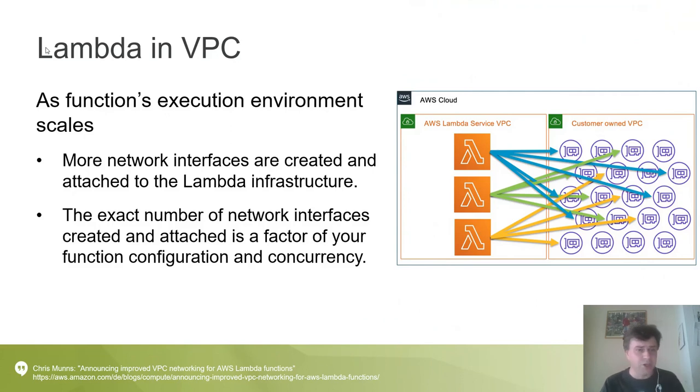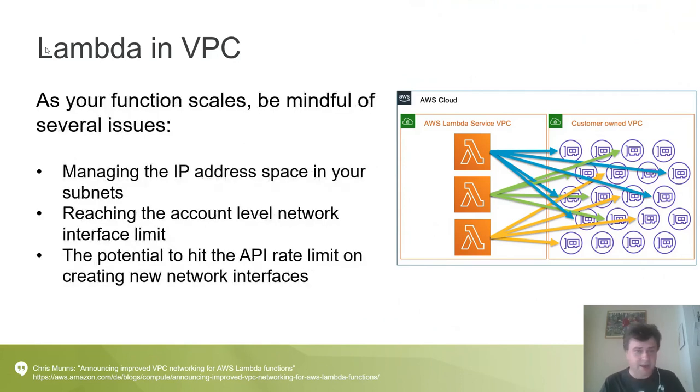And it caused many issues in AWS. You had to manage the IP address space on your own. You could reach the account-level network interface limit, and you also could hit the API rate limit on creating new network interfaces. In that case, you experienced an error and you couldn't do anything about it besides retry. And also Lambda behind the VPC, in the case of a cold start, added up to 10 seconds to the execution time, and it became really impossible to use Lambda with a relational database and so on because of all these issues.